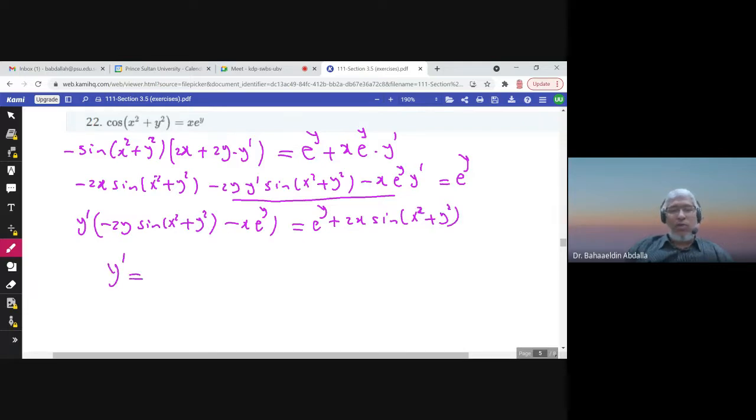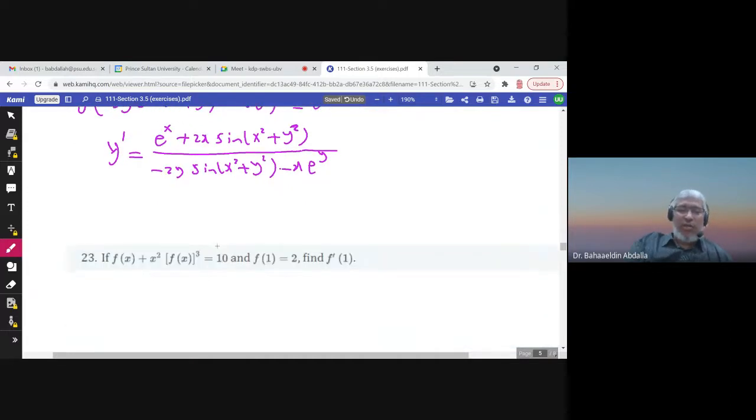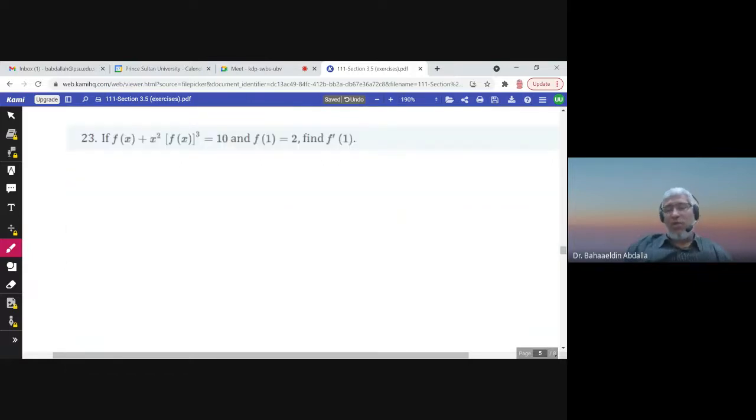So y prime would be equal to e to the power y plus 2x sine(x squared plus y squared) over negative 2y sine(x squared plus y squared) negative x times e to the power y. I can keep it like this. No cancellation, of course. All right.